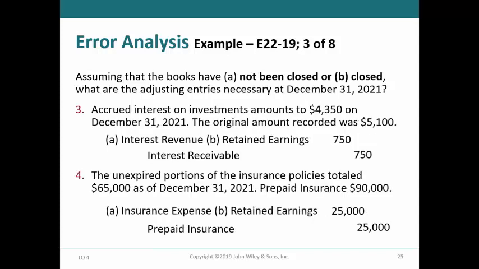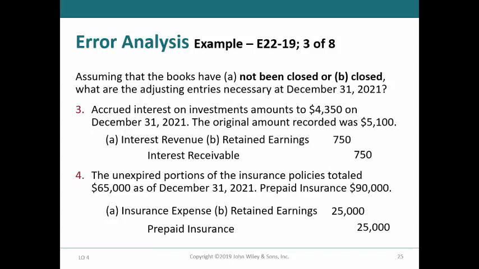In the first entry in this slide, we originally recorded interest receivable and revenue of $5,100. After review, we found that the accrued interest was actually only $4,350. To correct this entry, we would need to debit interest revenue if the books are open, or retained earnings if closed, for $750, the amount of overstated interest revenue. We would credit interest receivable for the same amount.